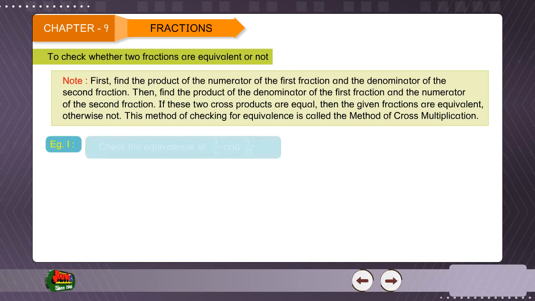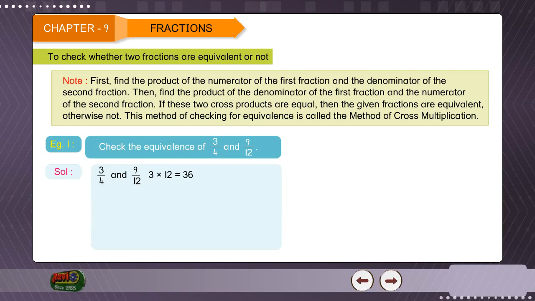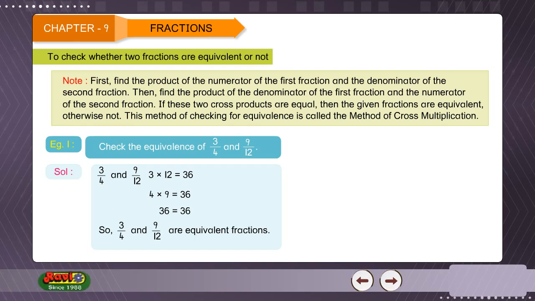Example 1. Check the equivalence of 3 by 4 and 9 by 12. Solution. 3 by 4 and 9 by 12. 3 into 12 is equal to 36. 4 into 9 is equal to 36. 36 is equal to 36. So, 3 by 4 and 9 by 12 are equivalent fractions.